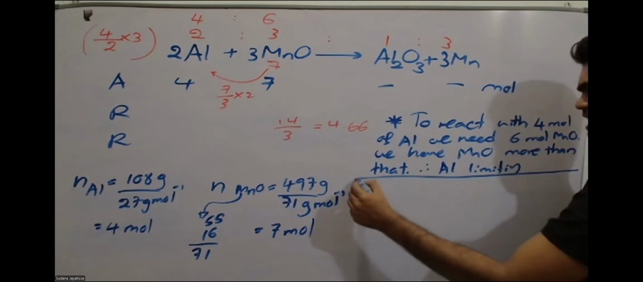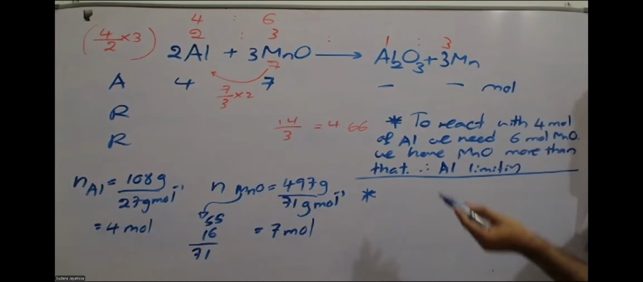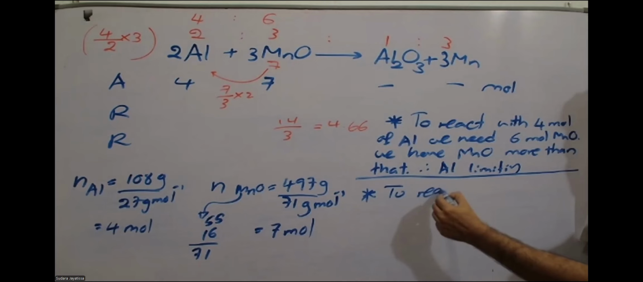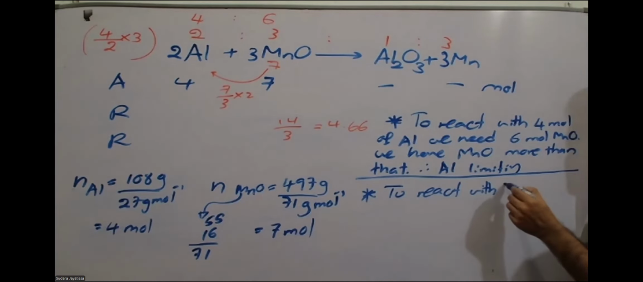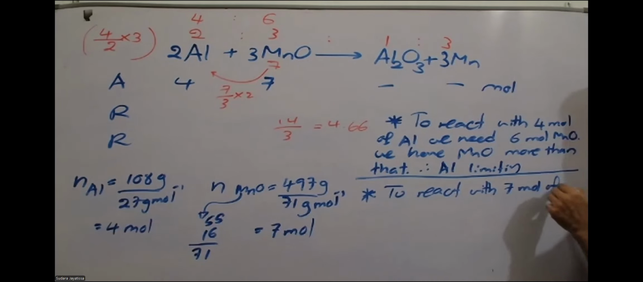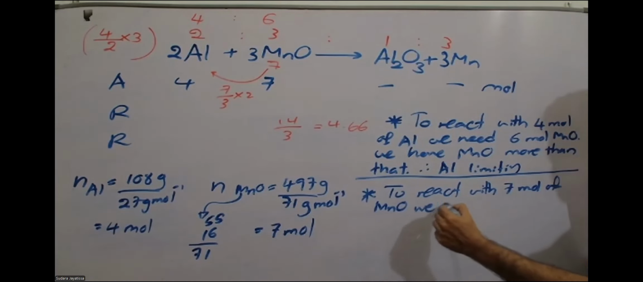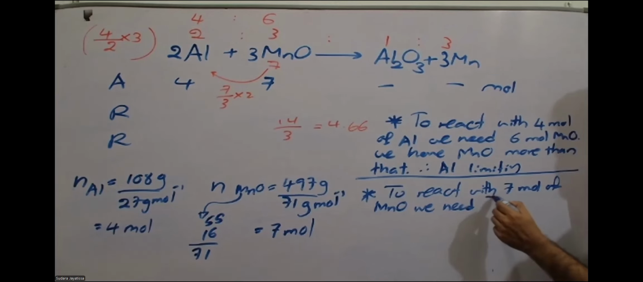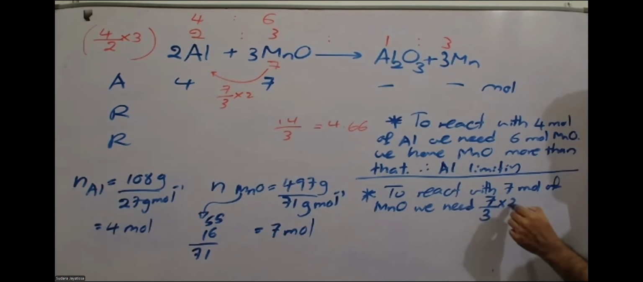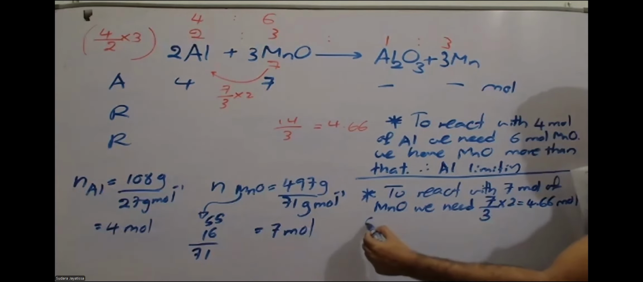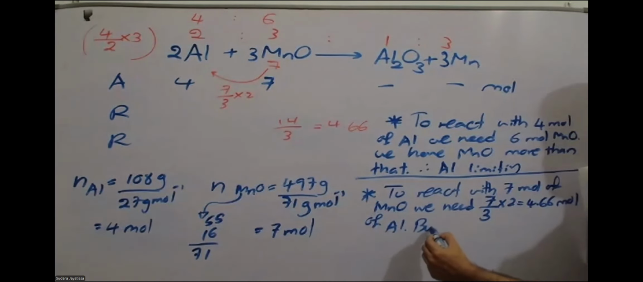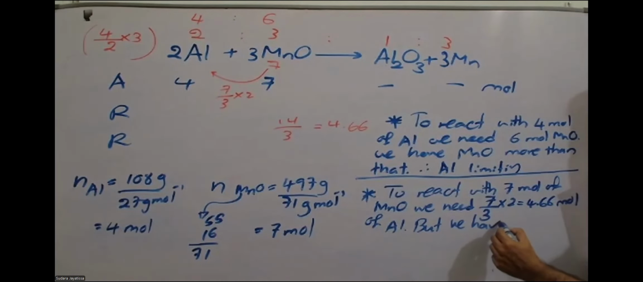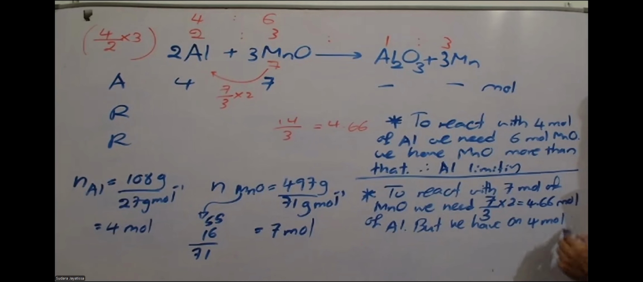Okay, so that is one. And the other sentence, we are talking in the sense of MnO. So we are going to write like this: to react with 7 moles of MnO, we need 7 division 3 into 2, which is going to give you 4.66 moles of aluminium. But we have only 4 moles.